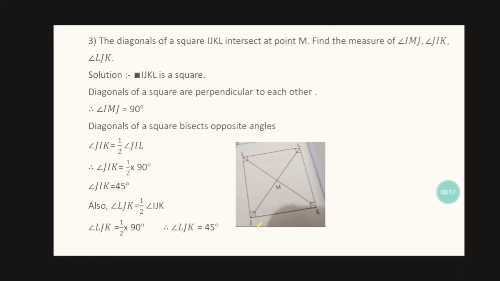Why? Because the diagonals of the square are perpendicular to each other, right? So the measure of angle IMJ is 90 degree. Then the diagonals of the square bisect opposite angles. Now the measure of each angle of a square is 90 degree. So half of 90 degree will be equal to 45 degree. So the measure of angle JIK and the measure of angle LJK will be equal to 45 degree. Okay.